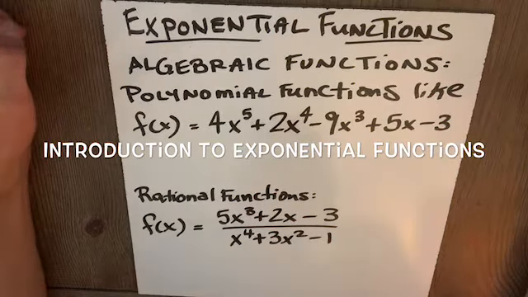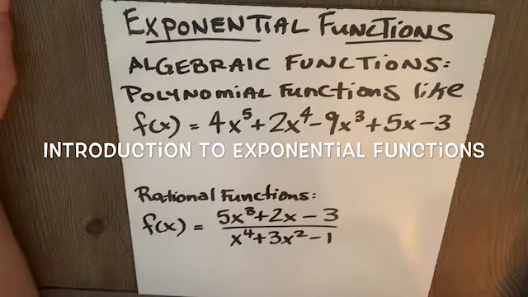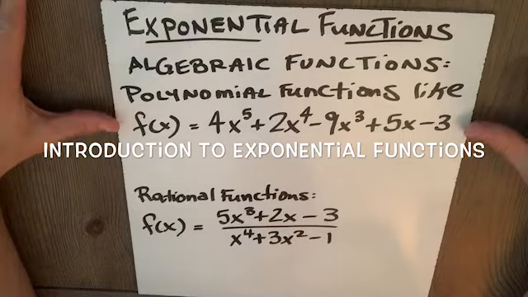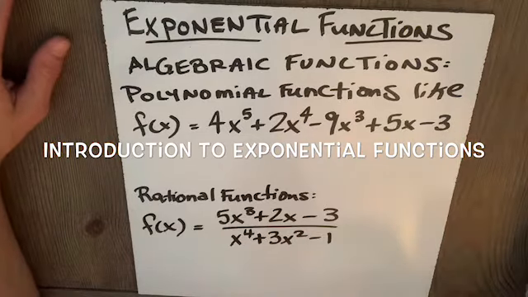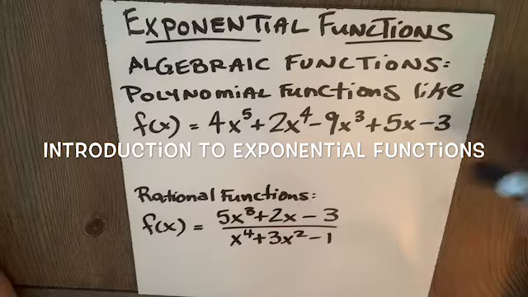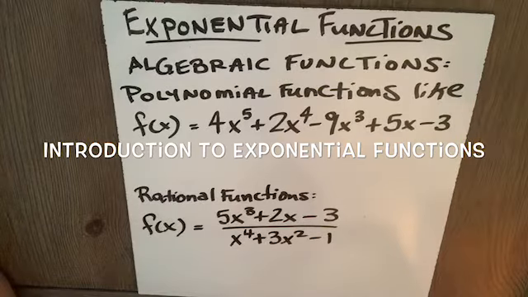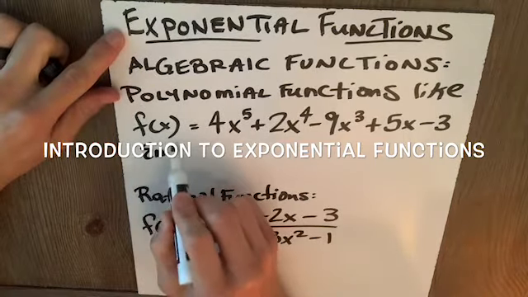So far in this course, we've dealt with algebraic functions like polynomial functions. For example, 4x to the fifth plus 2x to the fourth minus 9x to the third plus 5x minus 3. And when you were in Algebra 2, you did things like consider its end behavior.